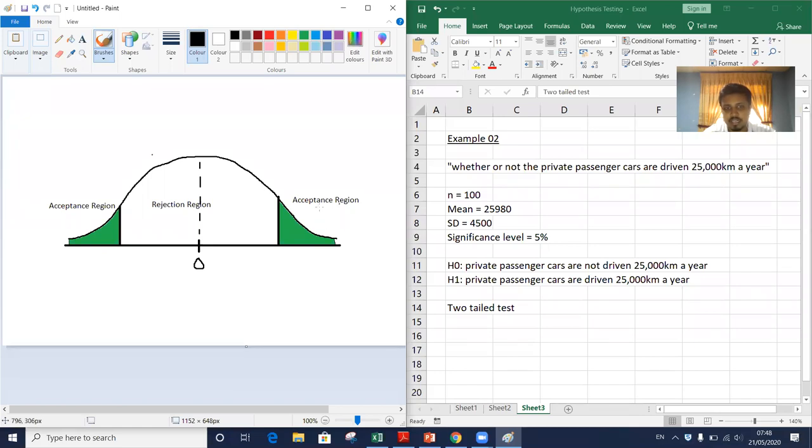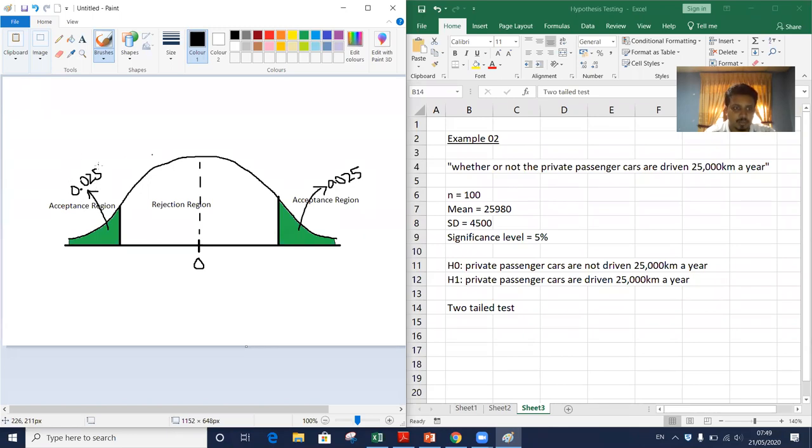Earlier, since it was a one-tail test, the 5% was in one place. Now what happens is it divides into two parts. 5% divided by 2 is 0.025, right? Here it is 0.025, and here it is 0.025. That is how the 5% has been formed.